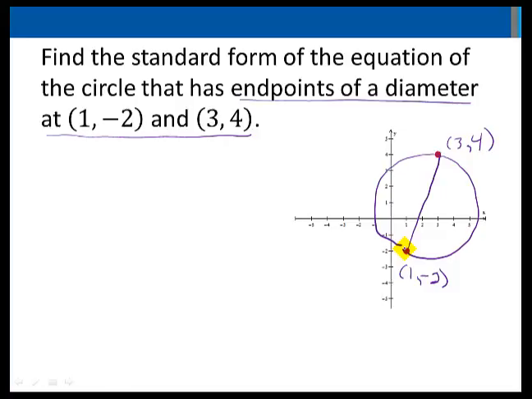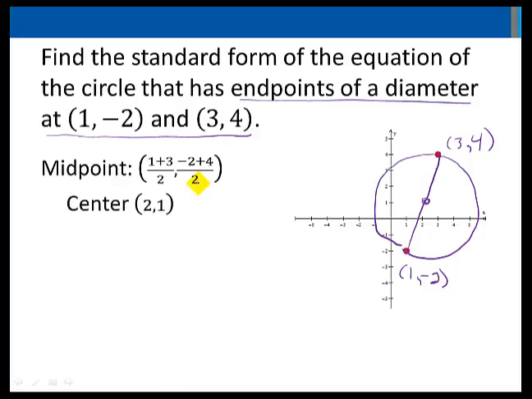Okay, so what do I need to find the equation of the circle? I need to know what the center is here. Well, the center is the midpoint of these 2 endpoints of the diameter. So I'll find the midpoint by taking (1 plus 3) over 2 for the x-coordinate of the midpoint and (negative 2 plus 4) over 2 for the y-coordinate of the midpoint. That gives me a center of (2, 1).